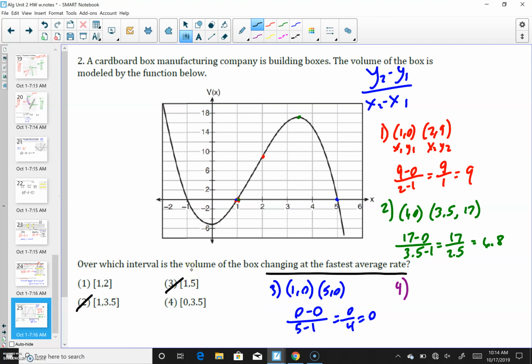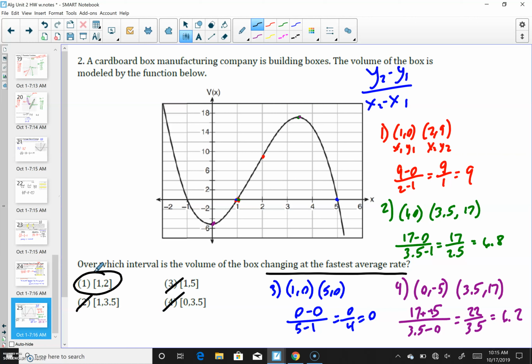So we have a new point here, 0, -5, and we already know our 3.5 point is 17. So when we plug in 17 minus a -5 over 3.5 minus 0, the negative minus a negative becomes plus. We end up with 22 over 3.5, which gives us an average rate of change of 6.2. So we know that one is still not bigger than our average rate of change for choice 1. So our answer here is going to be choice 1, the interval from 1 to 2.